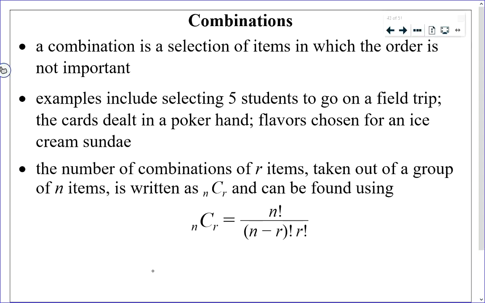The number of combinations of R items taken out of a group of N items is N choose R, and it can be found using this formula. N choose R is N factorial over N minus R factorial, R factorial. If you put this formula next to the NPR formula, you'll discover that NCR is identical to NPR, but we're dividing by R factorial.